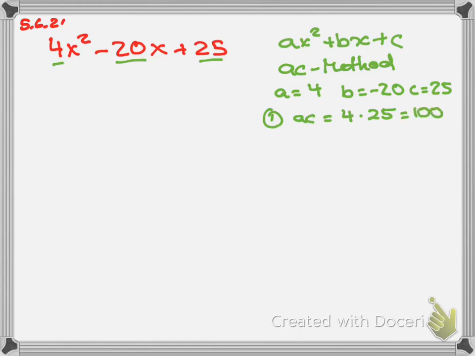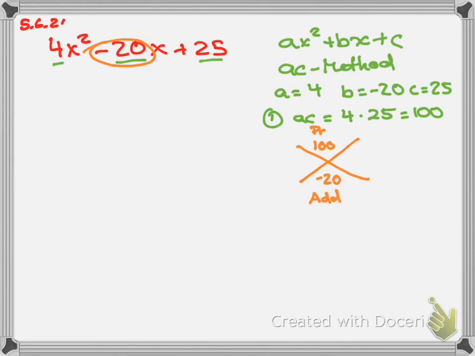Now we're looking for a combination of two numbers that when we multiply them give me 100, but at the same time when I add them they have to add up to the middle term of negative 20. So a combination of numbers, I usually write it like this, that gives me 100 when I multiply it, product, and gives me the middle term of negative 20 when I add the two numbers.